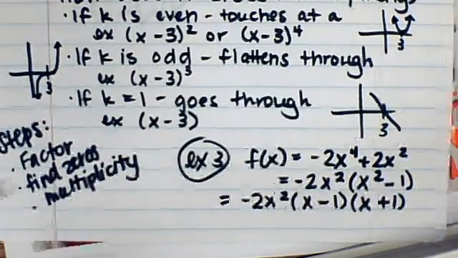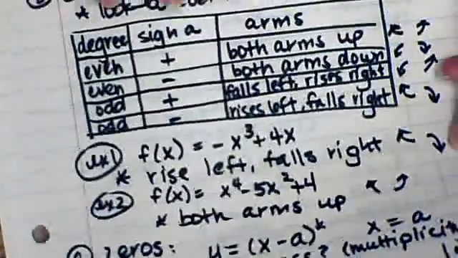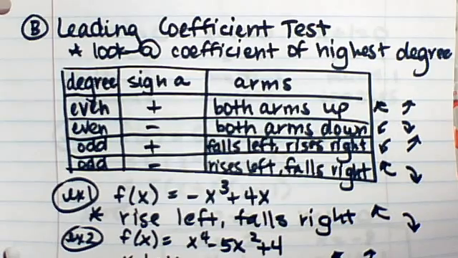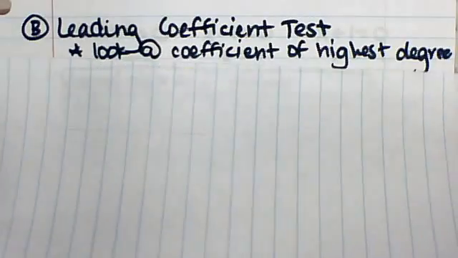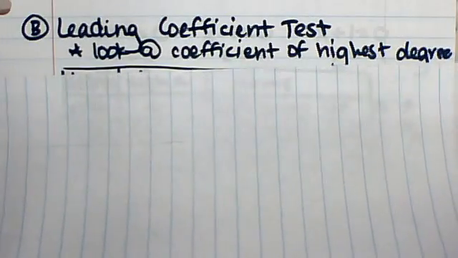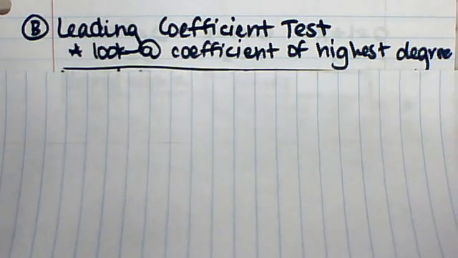Now let's take a look at what the leading coefficient tells us. The leading coefficient test tells us, okay, we're going to look at the coefficient. Remember, coefficient just means the number in front of. And if we're talking about the coefficient of the highest degree, we're talking about the number in front of the highest exponent's variable.